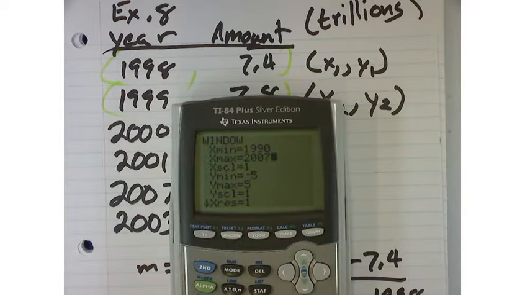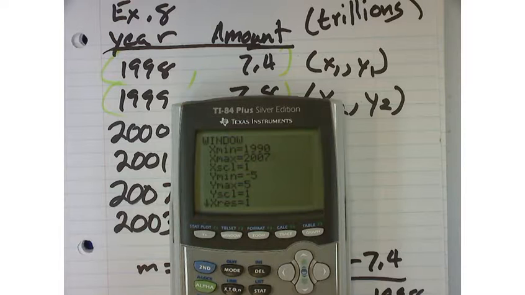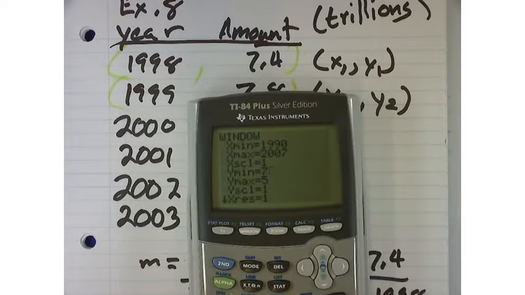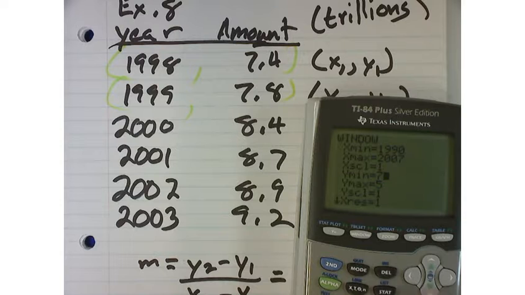Okay. So now my lowest amount in the y value up here is 7.4. So what should my y minimum be for my window setting? 7 or something below it, right? And my highest value for y is like 9. So what might I set y at? Let's set it at 15 just in case. So now when I hit graph, there's a little line that comes through there.